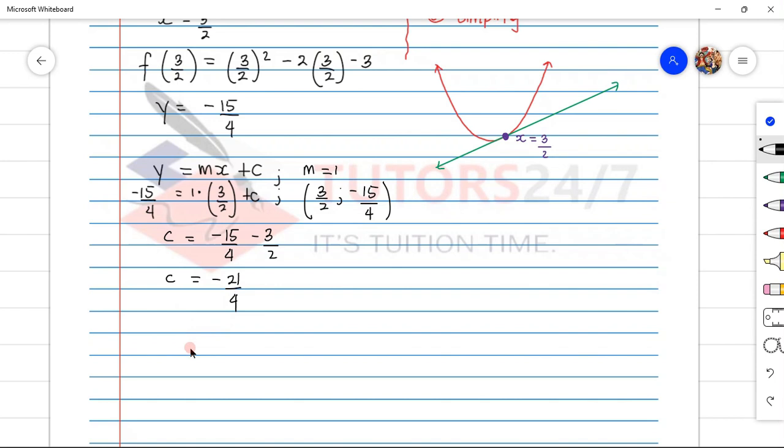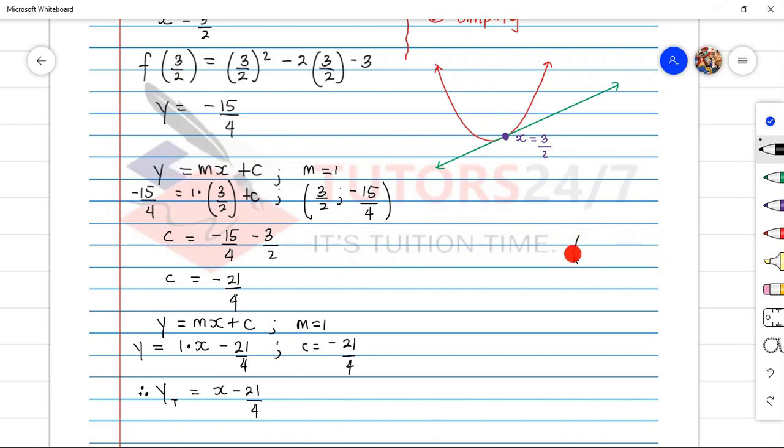Now that we have our value of c and our value of m, all we need to do is substitute both values into our equation of our straight line. So we have m equals 1 and c equals negative 21 over 4. So let's substitute that in. So we have y equals 1, which is our gradient, times x minus our c value, which is 21 over 4. So we can therefore conclude that the equation of our tangent is y equals x minus 21 over 4.